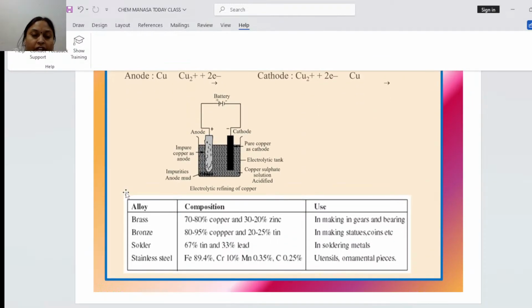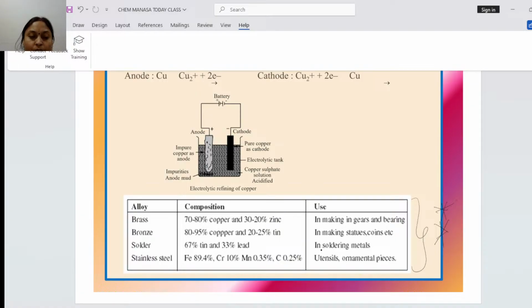So next we have the alloys. What is the meaning of alloy? A homogeneous mixture of two or more metals, or metal and non-metal, is known as an alloy. What is the purpose of making alloys? To prevent corrosion, give high durability and sustainability, increase the hardness and increase the resistivity, we go for making alloys. Brass, bronze, solder, stainless steel, these four are very, very important.